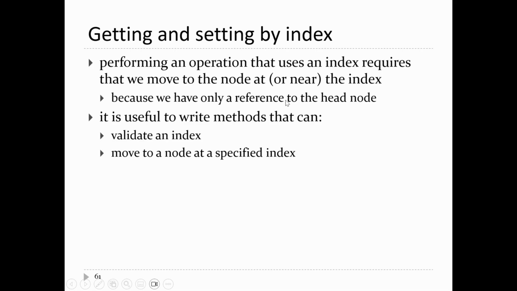So that's the weakness of a linked list. If you need to perform operations like get or set frequently, you probably want to avoid using a linked list. Any of these index-based methods need to move to the node at that index. So it's useful to write a method that can move to a node at a specified index. Similarly, just like in an array-based list, it's useful to write a method that can validate an index.